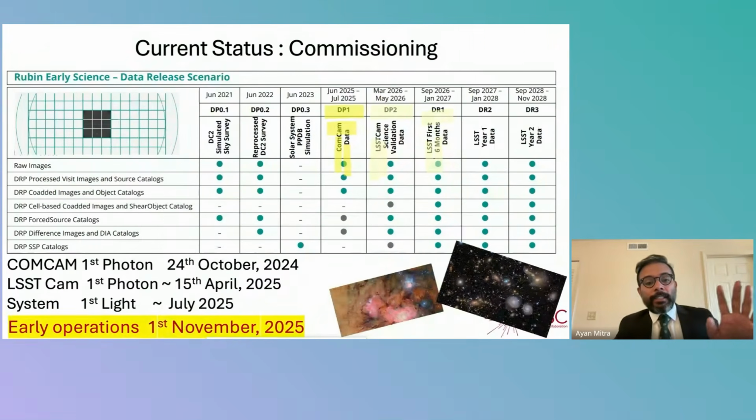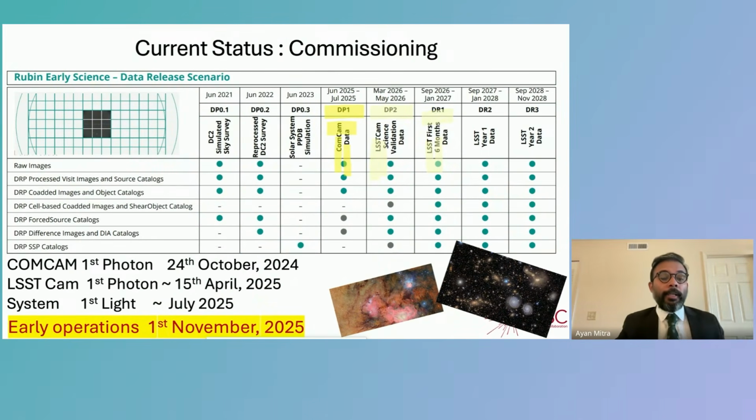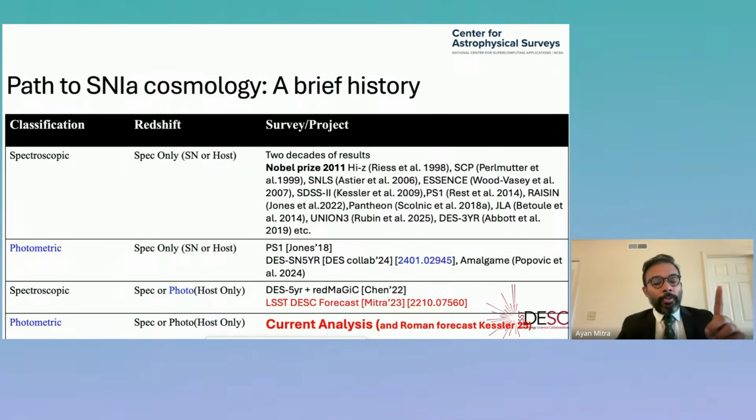Current status is that it is already in operations, but it is early operations. Science ready operation will start sometime in the summer this year, and then by next year we'll have a first year's data release. Before I come to my results, I will take one more additional interesting thing.